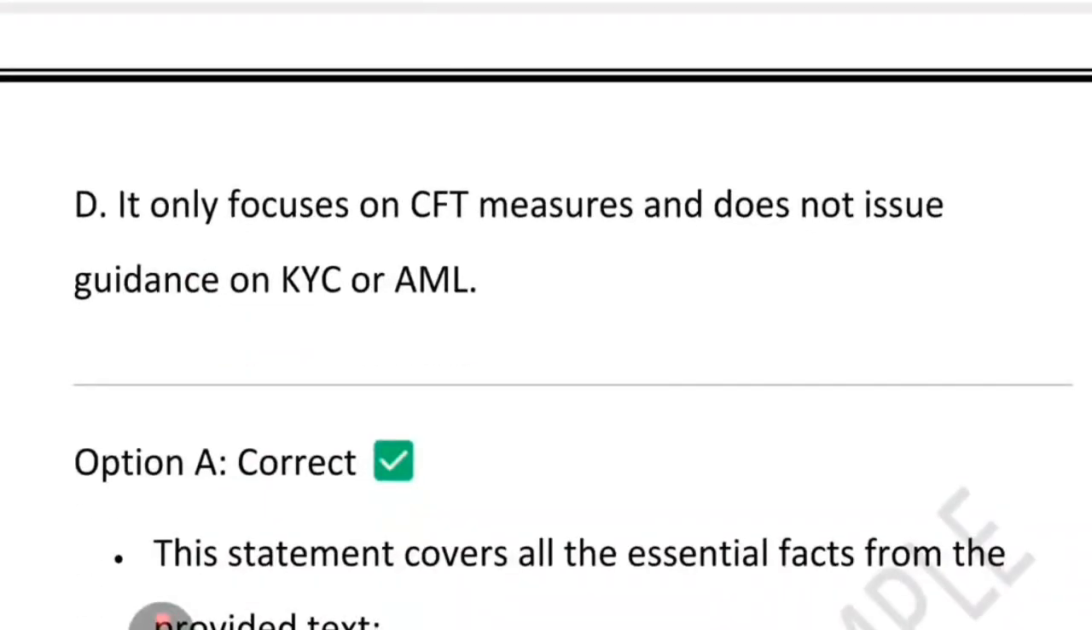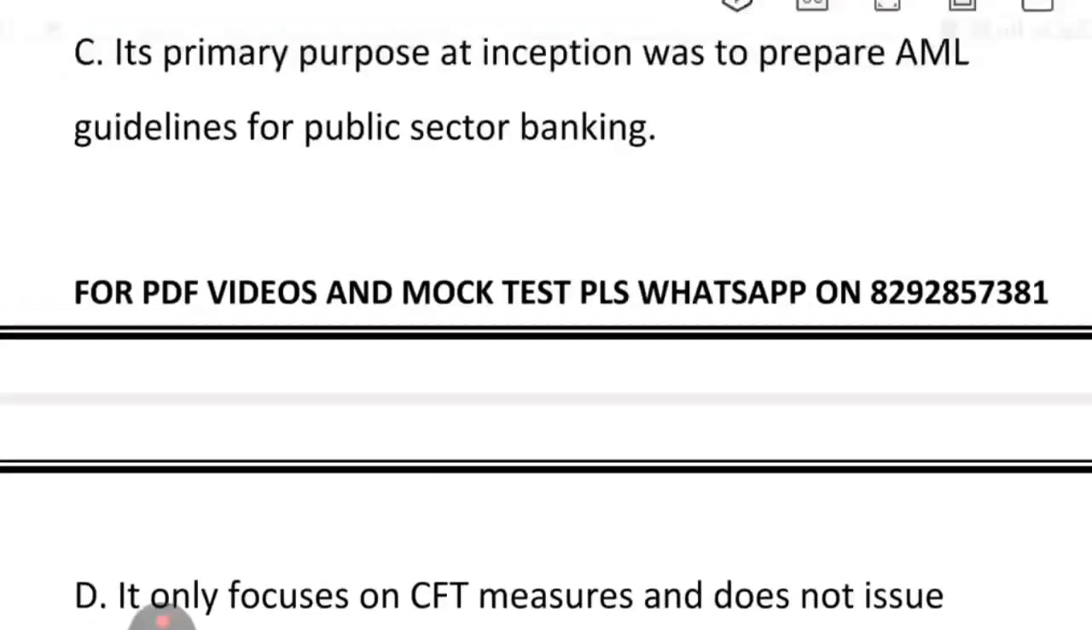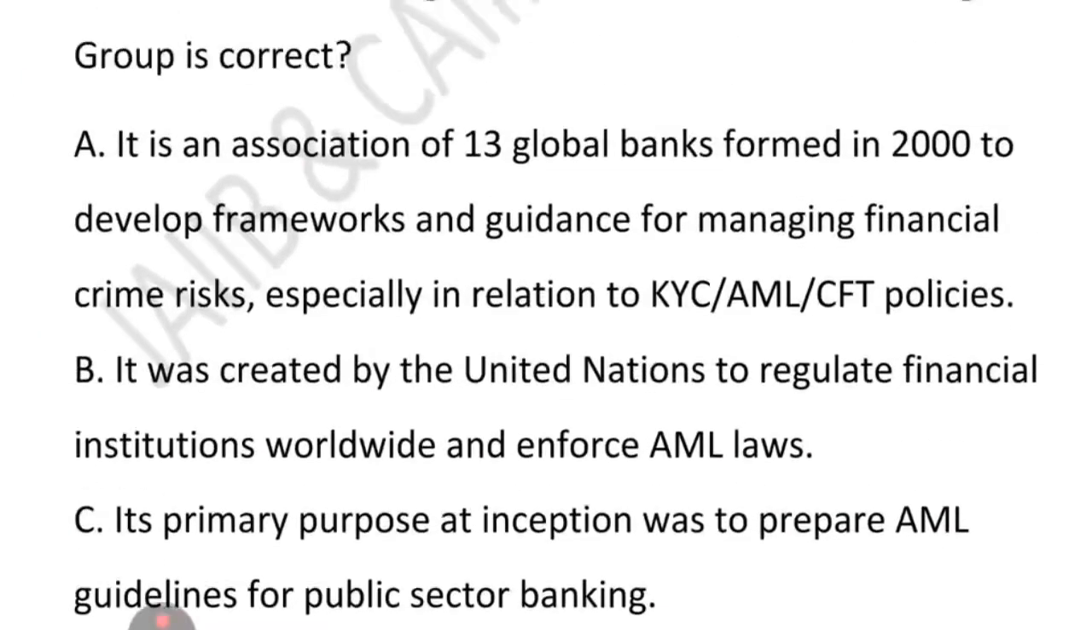What about option D? It only focuses on CFT measures and does not issue guidance on KYC or AML. So why is this wrong? Because it covers all three, KYC plus AML plus CFT, not just terrorism financing. A simple example I can give you: saying it only does CFT is like saying Netflix only has action movies. No, it has everything.